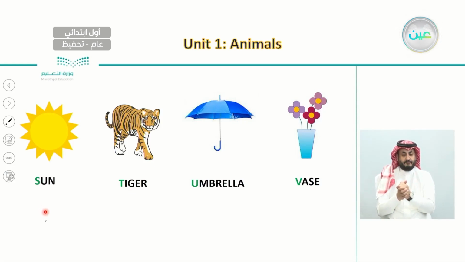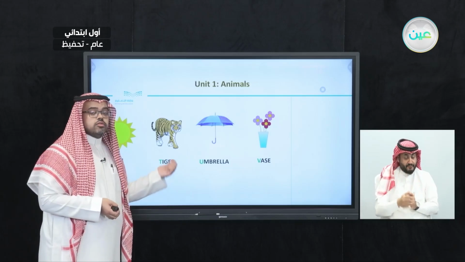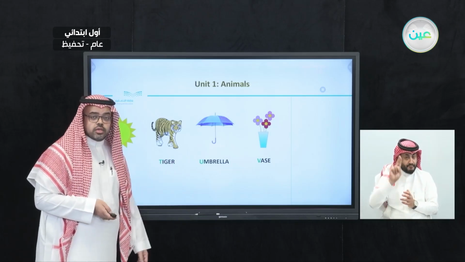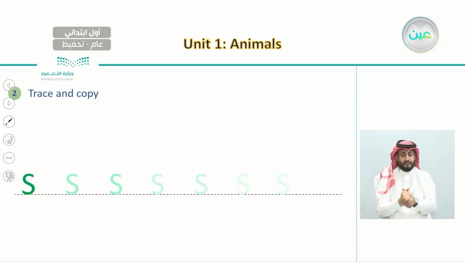The first word is sun, sun. Tiger, tiger. Umbrella, umbrella. Vase, vase. Very well. So here you go. It is important that for each letter we know and are able to write, we also know a word with that letter. So now, let us move on to the other exercise we have, which is trace and copy.